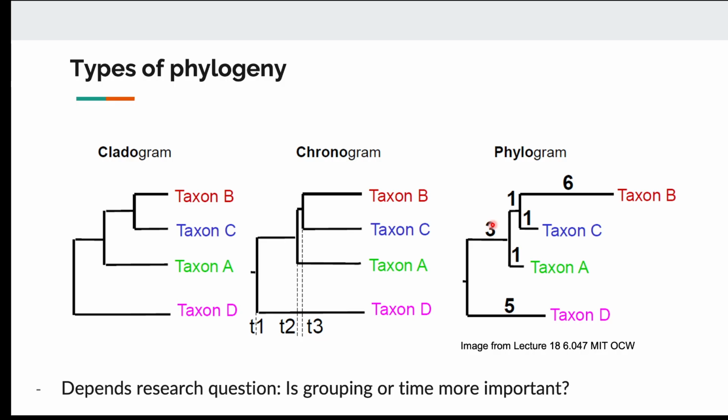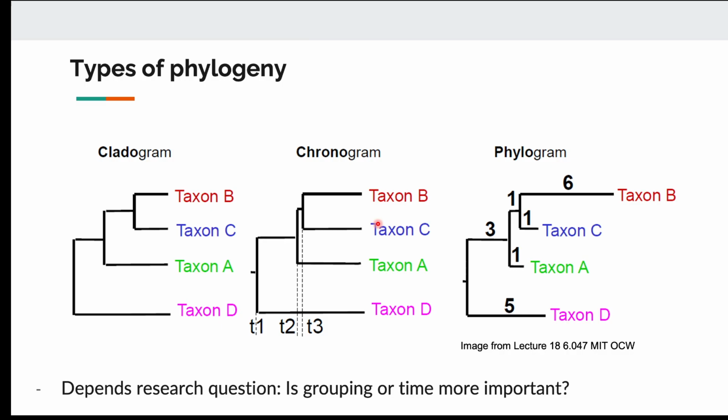So the difference between chronogram and phylogram: notice first thing is that for chronogram, all the taxons are aligned because this is the present, the time at the present, 2025. So the time is the same. In order to have the reconstruction of the history where the time is the same, you have to make certain assumptions, which is called a molecular clock. And that assumption is that everything evolves at the same rate.